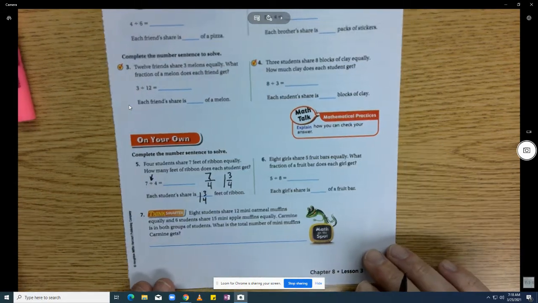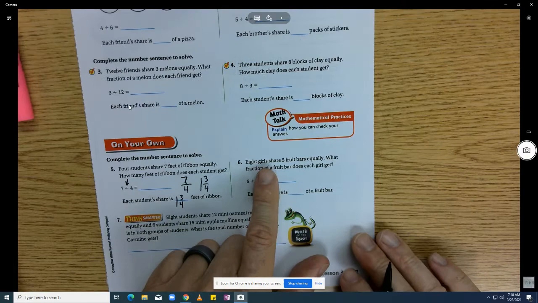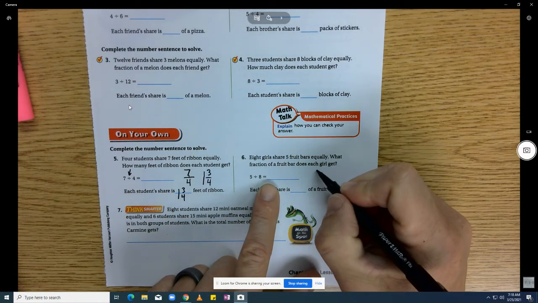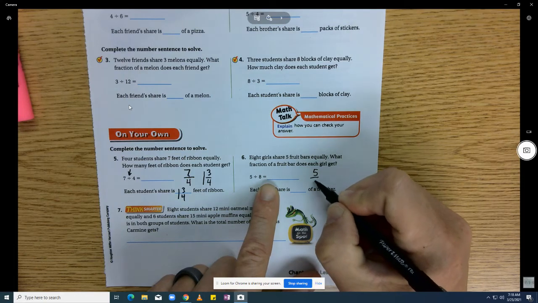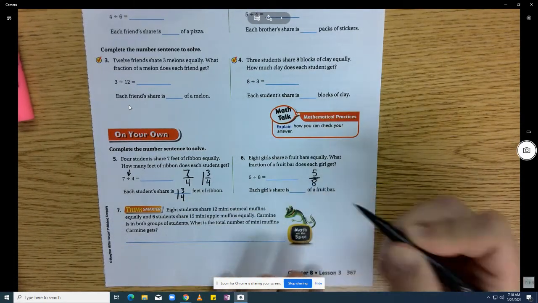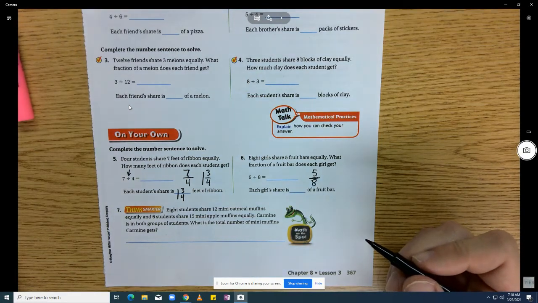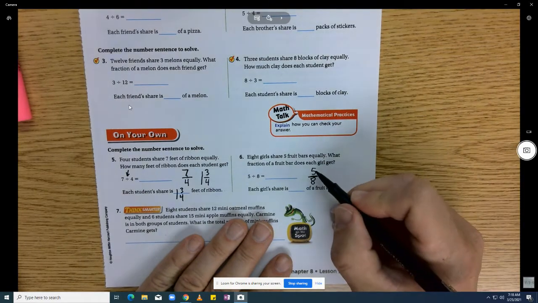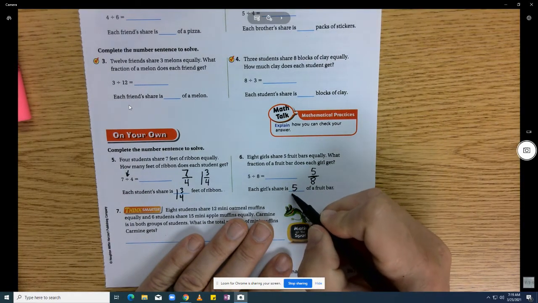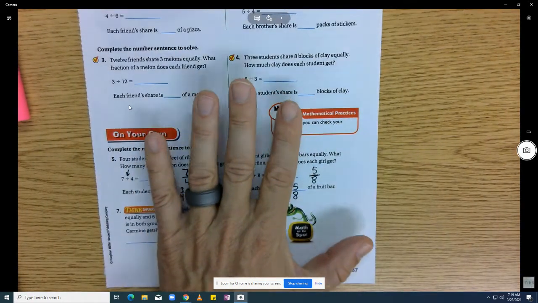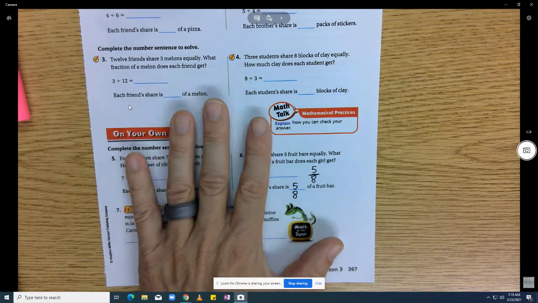All right, let's just do one more. 8 girls share 5 fruit bars. They already wrote it for you. 5 divided by 8. So let's do 5 divided by 8. See, 5 divided by 8. Now, this one's crazy to me because I want to do more work, but there's no more work to do. That's it. How much does each student get? 5/8. We will practice more of these. They can be confusing. Just remember, stuff over people.